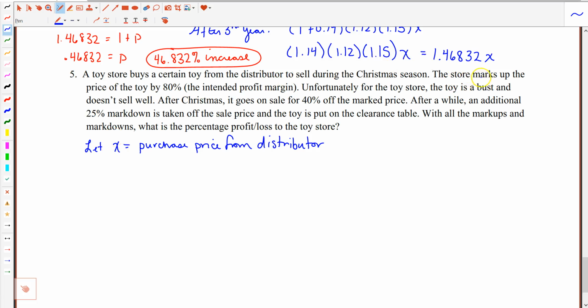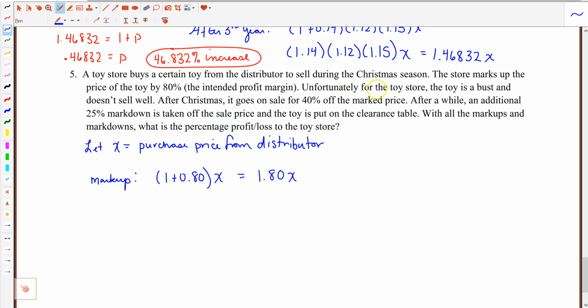First off, the store will mark up the price of the toy by 80%. So maybe we'll keep track of what's going on. After the markup, the price of the toy is going to be 1 plus 0.80, there's my 80% markup, and the markup is with regards to whatever that original purchase price was. So now the price of the toy would be represented by this expression, 1.80x.